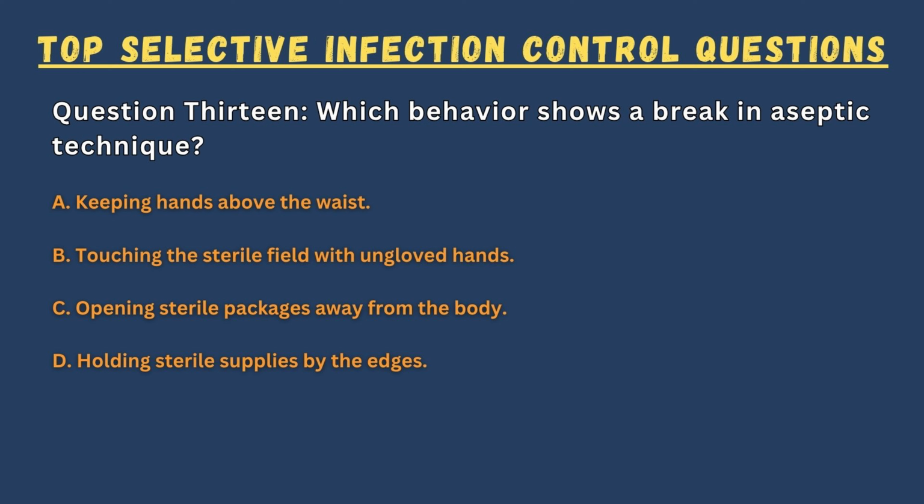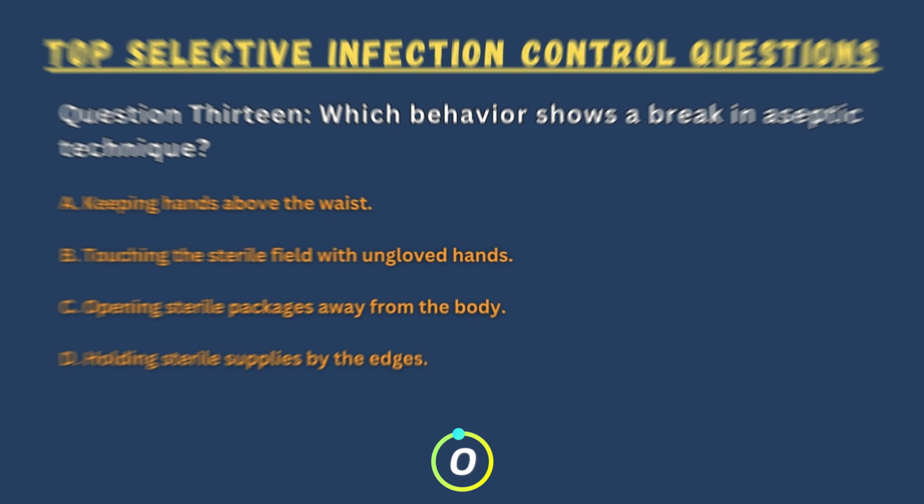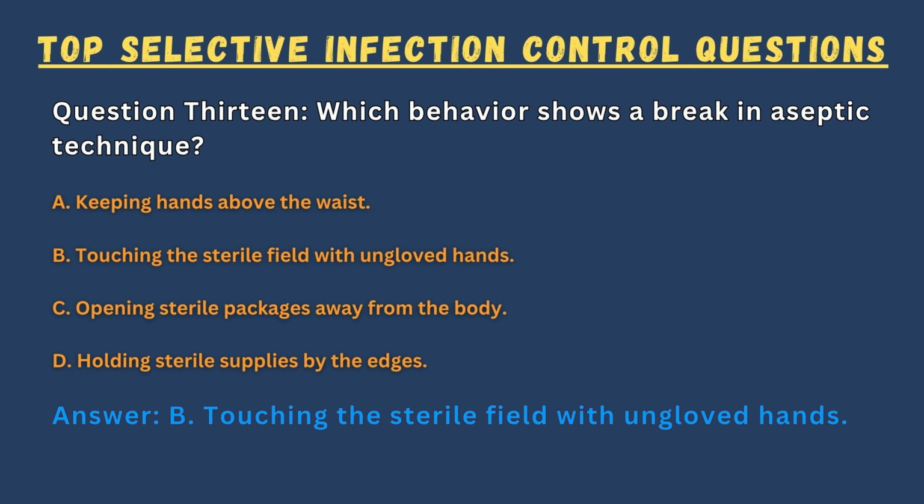Question 13. Which behavior shows a break in aseptic technique? A. Keeping hands above the waist. B. Touching the sterile field with ungloved hands. C. Opening sterile packages away from the body. D. Holding sterile supplies by the edges. Answer: B. Touching the sterile field with ungloved hands.